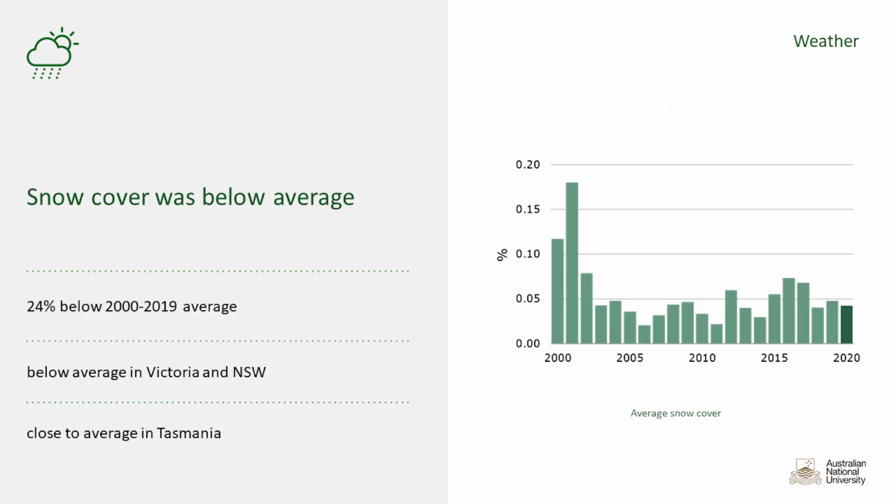Snow cover was below average. It was 24% below the 20-year average. It was below average in Victoria and New South Wales, but it was close to average in Tasmania.